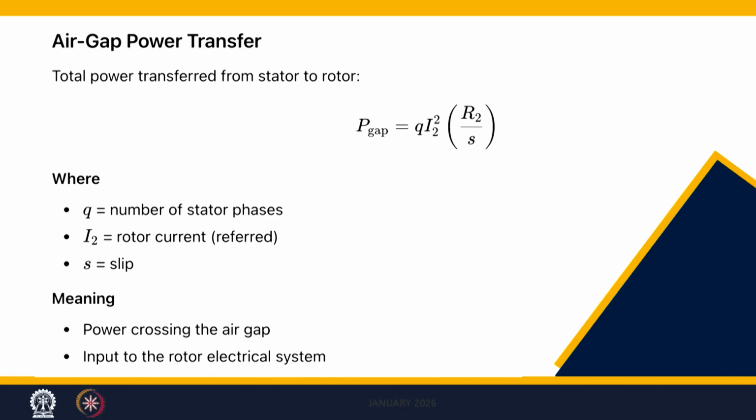Now you can see the air gap power. How much is it? Air gap power is equal to Q times the number of phases. In this case, Q is equal to 3, since it is a 3 phase motor. Sometimes we can have a 6 phase motor also. So, this is the total air gap power.